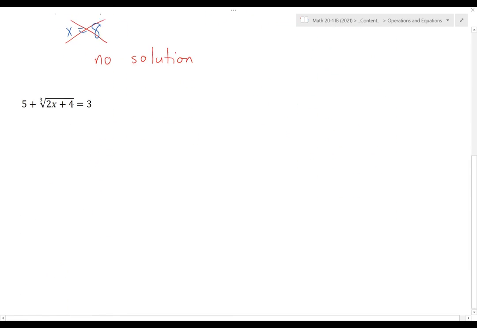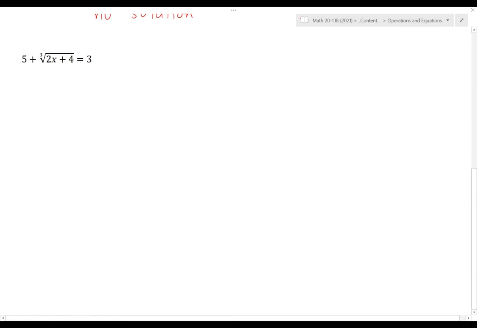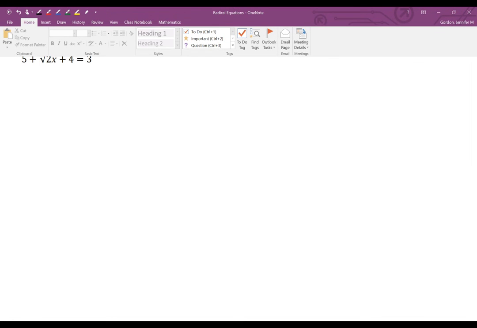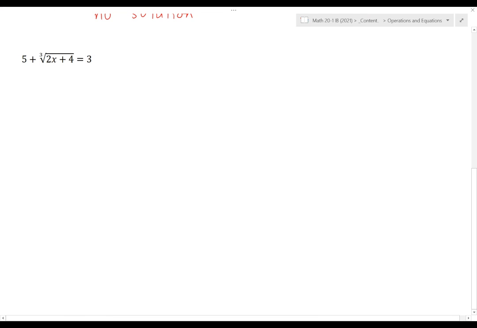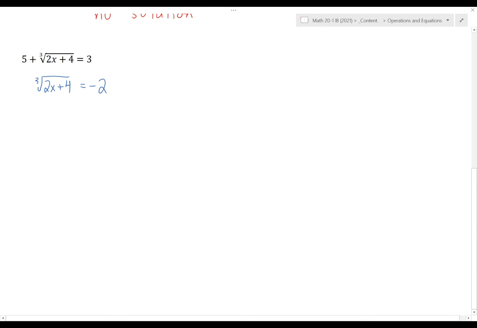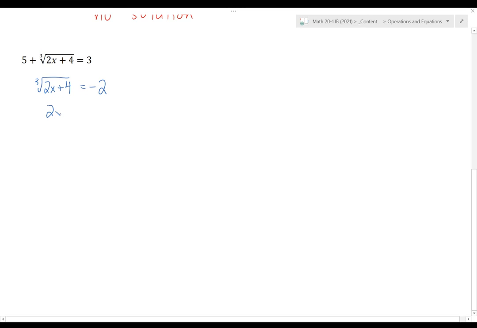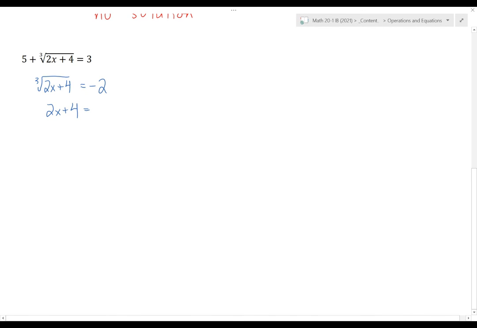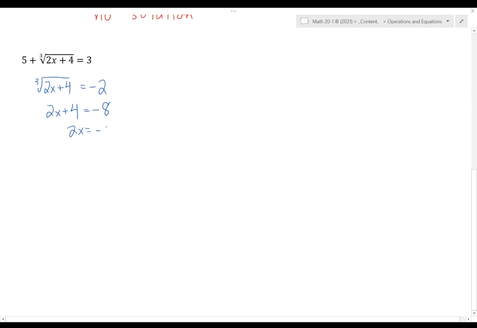For cube roots, we don't have this issue because we don't have a principal and a negative cube root, but our process is the same. So I'm going to subtract the 5, and I get that the cube root of 2x plus 4 equals negative 2. But this is not a problem for a cube root in the way it would be for a square root, because I can have a negative cube root. So this means that 2x plus 4 is equal to negative 2 cubed, which is negative 8. 2x equals negative 12. X equals negative 6.